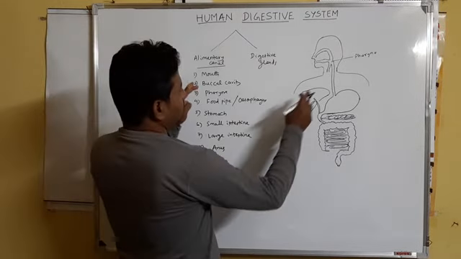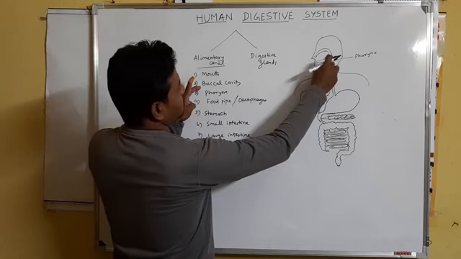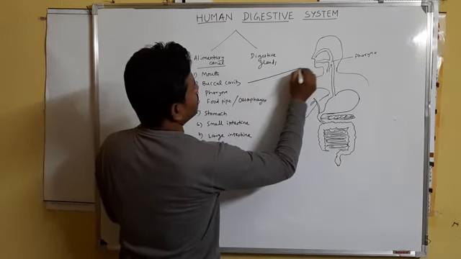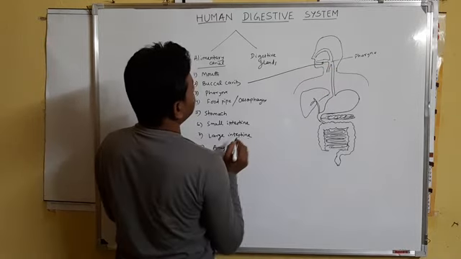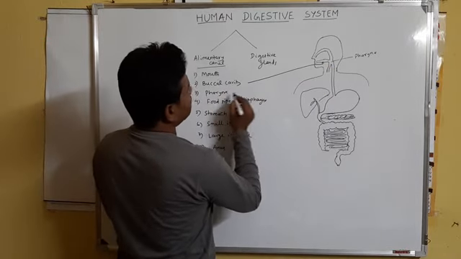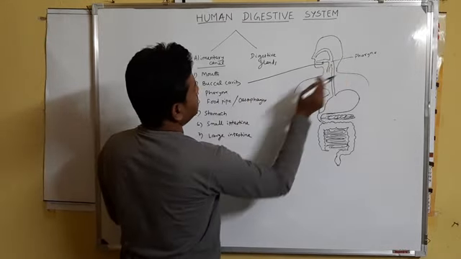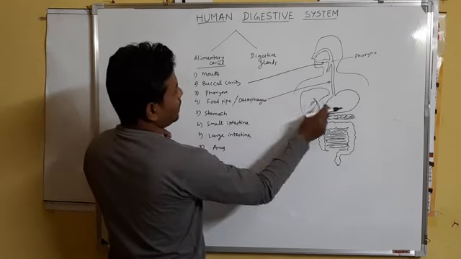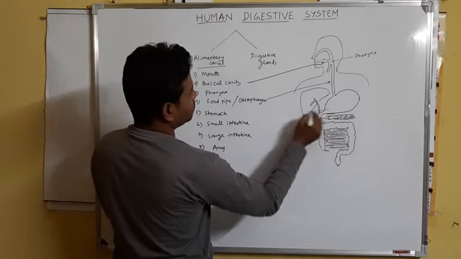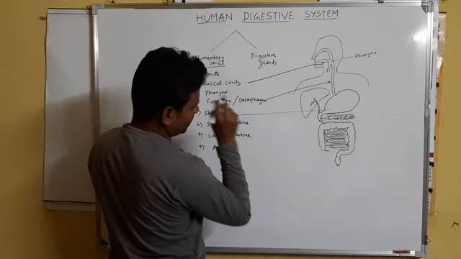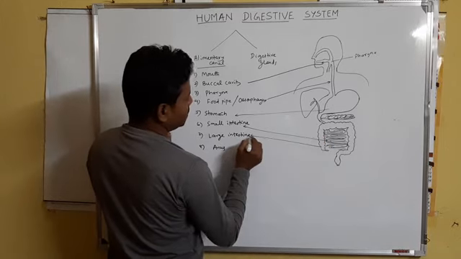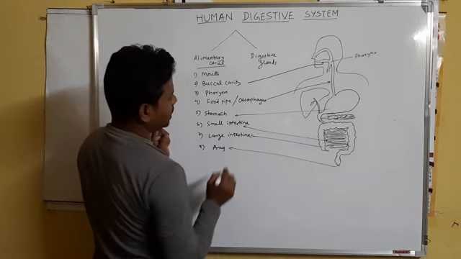So again I am repeating, this is mouth, this part is called buccal cavity. Then the pharynx, already I have shown it. This is food pipe. Then stomach, this part is stomach. Then this is small intestine, this is large intestine, this is anus.